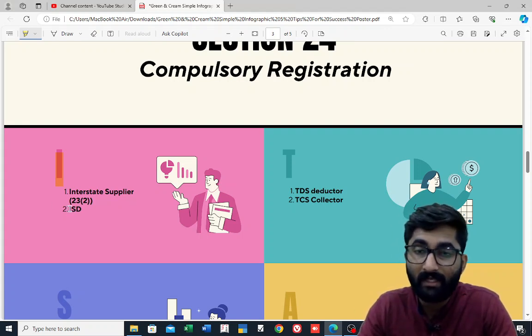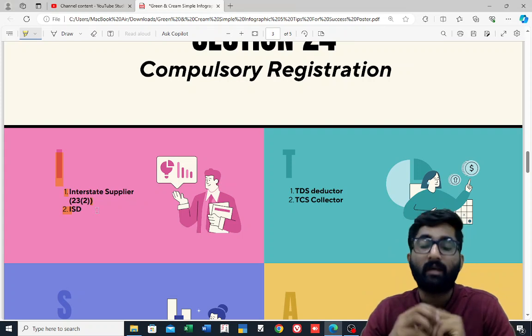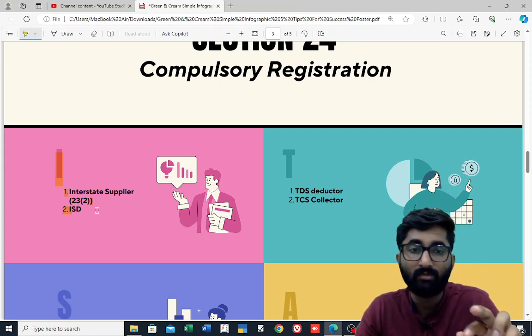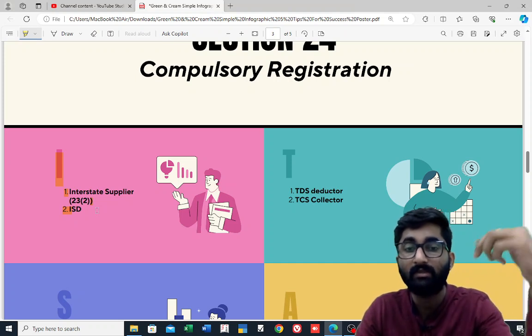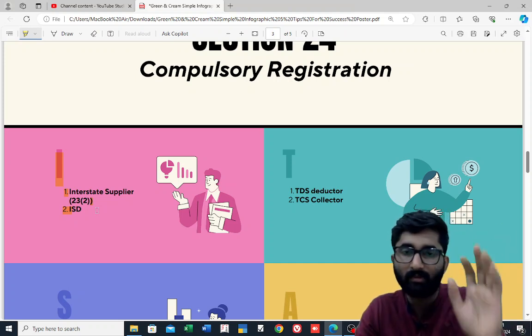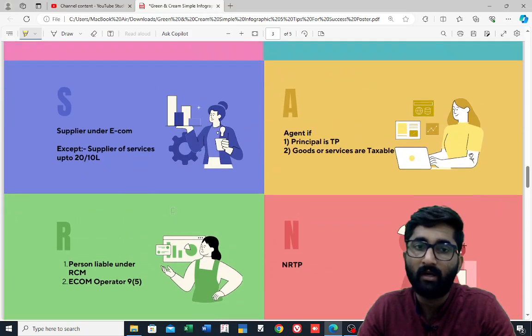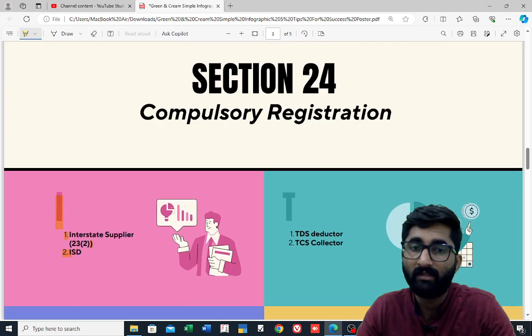Second one, S, input service distributor. Compulsory, he has to take the registration. Separate registration is required. Why? Because to give the ITC to the other branches, he is required to take ISD registration. Input service distributor must. Next one, supplier.